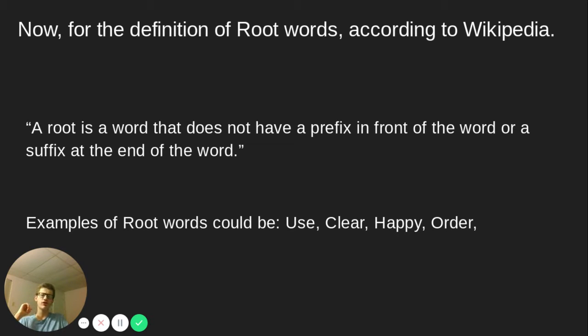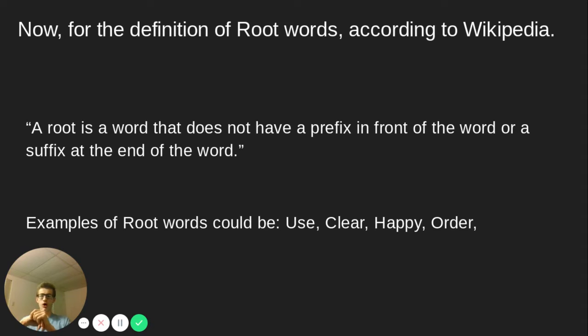Now, for the definition of root words, according to Wikipedia. Now, I know what you're thinking. Wikipedia, extremely reliable source. I completely agree. This is where you are certain to get your information that is 100% true, 3,000% of the time. Completely true, not biased at all, only written by the professionals in their basement, and this is where you get the good stuff, really, really.